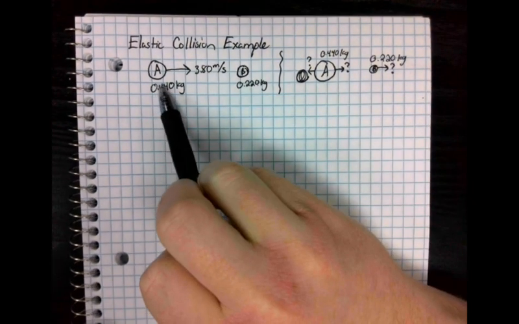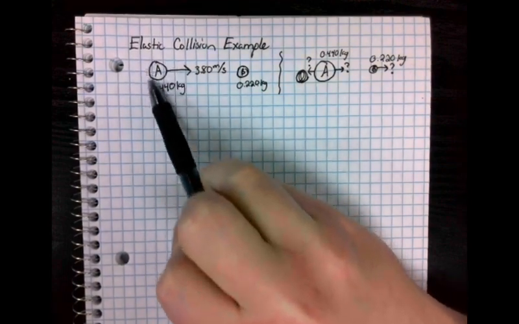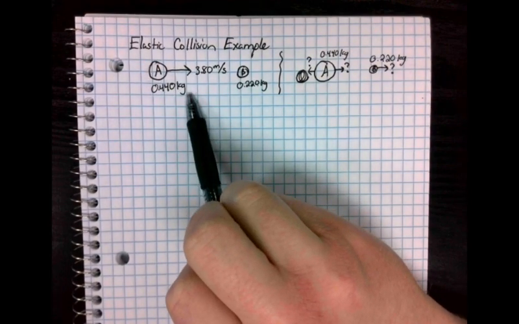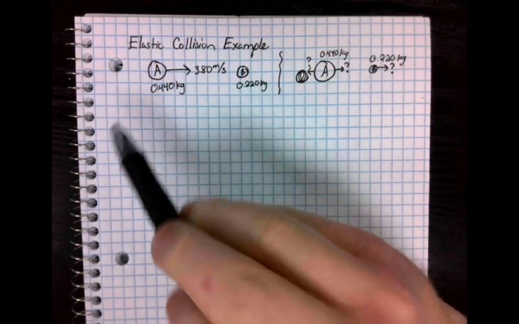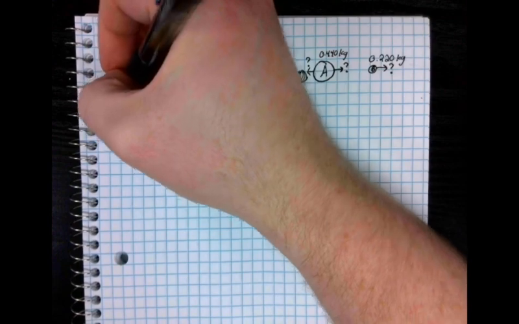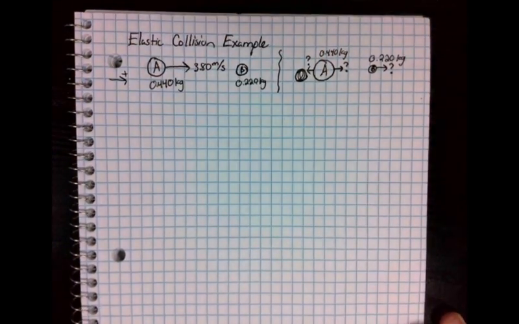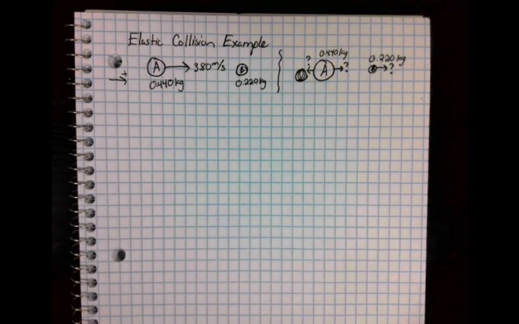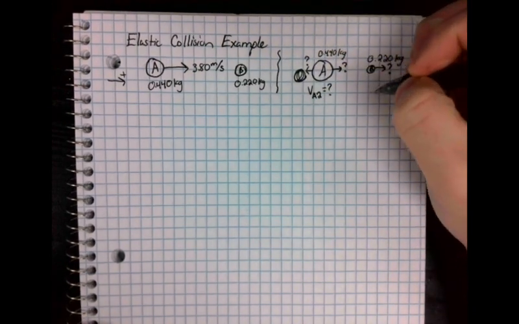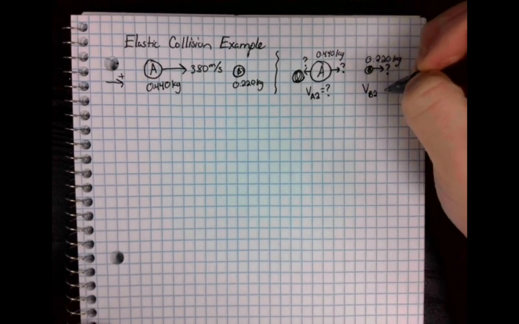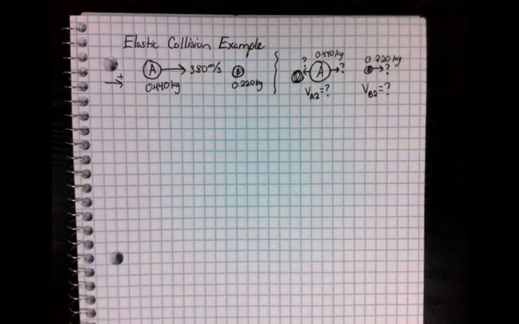So we have what I'm going to call object A, or ball A, which weighs 0.440 kilograms and is moving at 3.80 meters per second to the east. So we're going to make that to the right. Just for reference, we're going to make to the right positive. And it's going to hit ball B, which has a mass of 0.220 kilograms. And then after that happens, we want to know what is the VA at position 2 and what is the VB at position 2. I'm going to know the velocities of each of the balls.